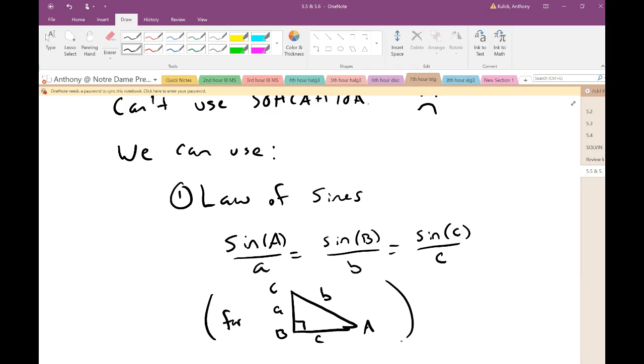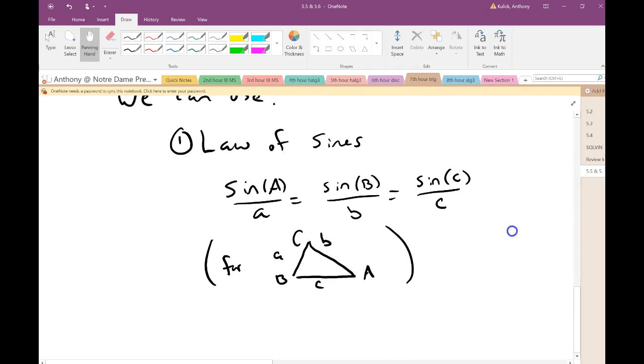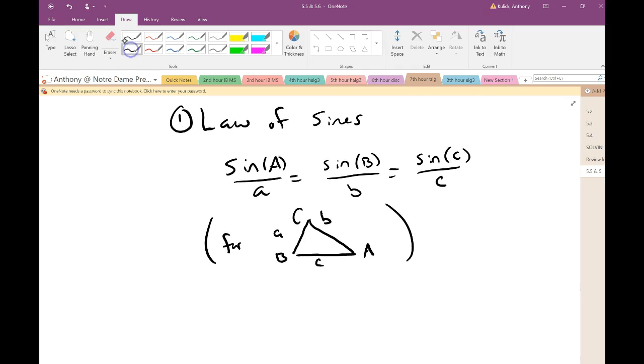And again, for A, B, and C, what do we mean by capital A, capital B, capital C? We mean the angles and sides of any triangle. So again, worth noting that that's not necessarily a right triangle. Or we could use the law of cosines.